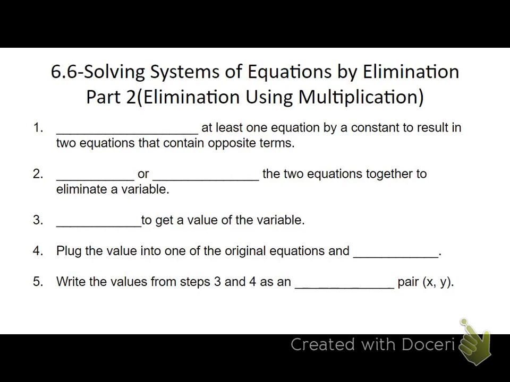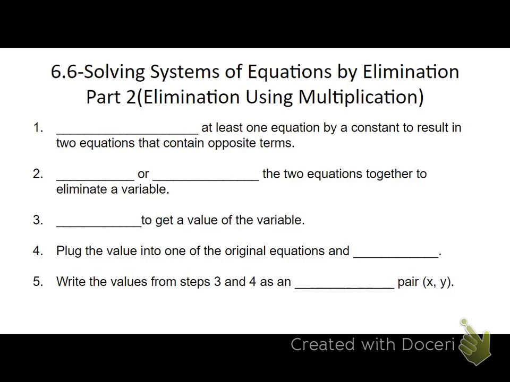Okay, so this is the second part of solving systems of equations by elimination. This time we're using elimination with multiplication. So we're not starting with adding or subtracting. We're going to have to start by multiplication and then either add or subtract the equations together.